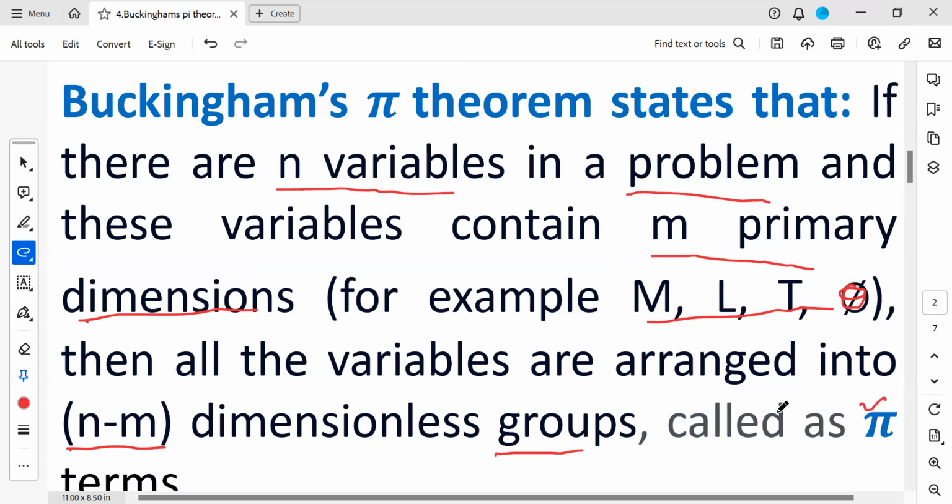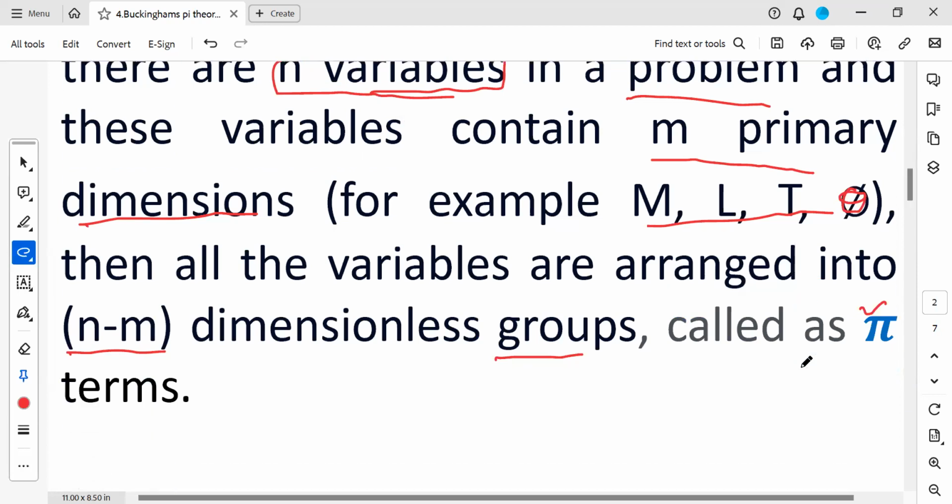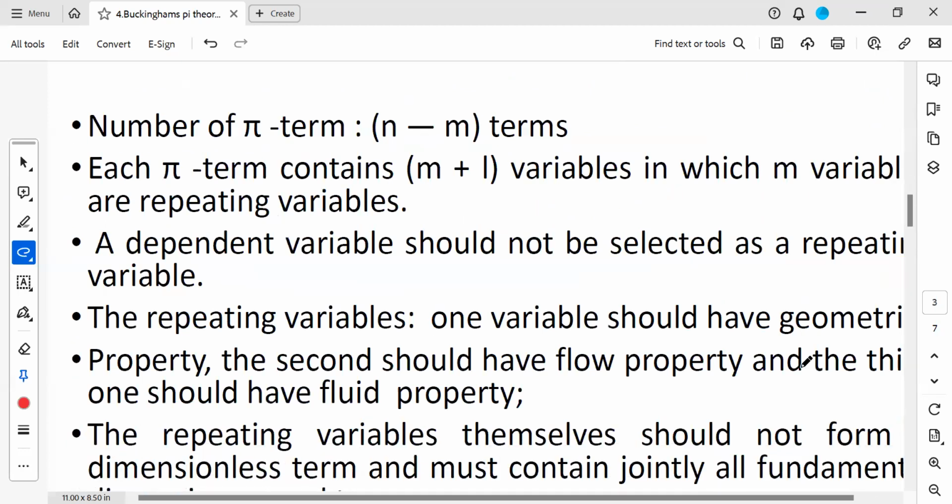That means if you take any physical problem that contains n variables, then all these n variables will be grouped into n minus m dimensionless groups, where m is the number of fundamental dimensions like M, L, T, theta. In other words, if there are n variables containing m fundamental dimensions, then all the variables are grouped into n minus m dimensionless terms called pi terms. That is the statement of Buckingham's pi theorem. Let us see this theorem in detail.